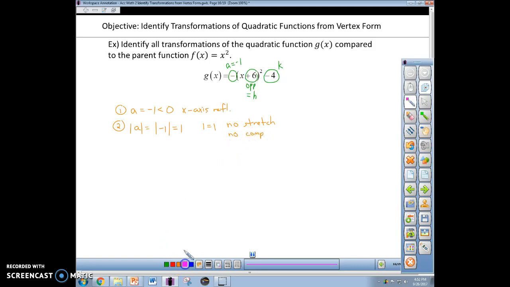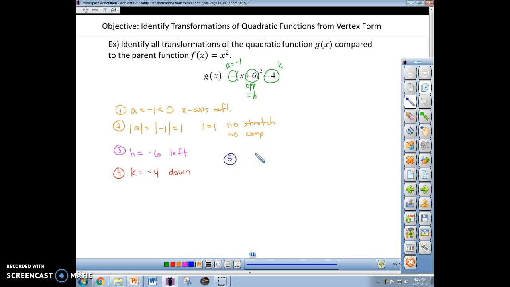Then moving on to the h parameter. So we have to be careful that we get the right sign here by taking the opposite of the plus or positive 6. We get an h of negative 6, which tells us that our translation here is to the left 6 units. And then finally looking at k, what follows the quantity squared is by definition k. So k is negative 4, which tells us we have another translation down. And we can put all of that together.